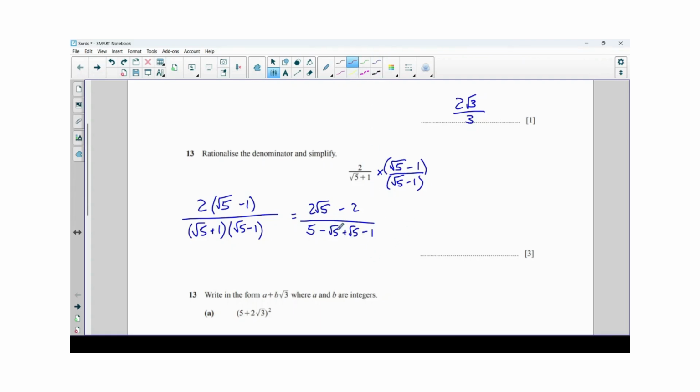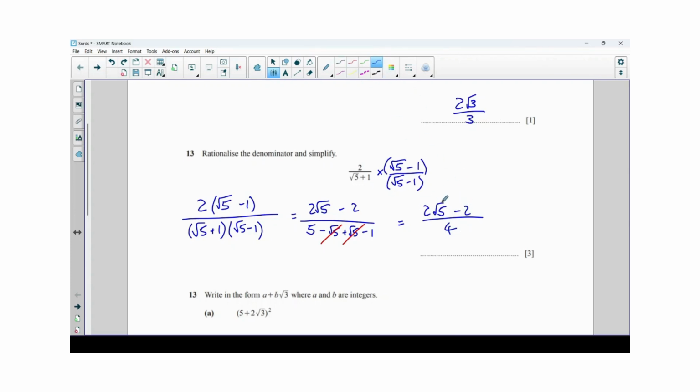And kind of the whole point of that was for this thing here to happen. These two middle terms, minus root 5 and plus root 5, cancel out. So on the top, I just get 2 root 5 minus 2. And on the bottom, I'm just left with 5 take away 1, which is 4. So you can see we've rationalised the bottom as required.